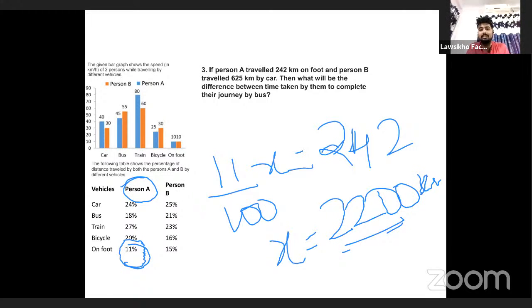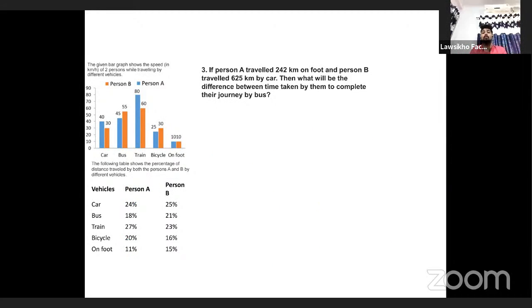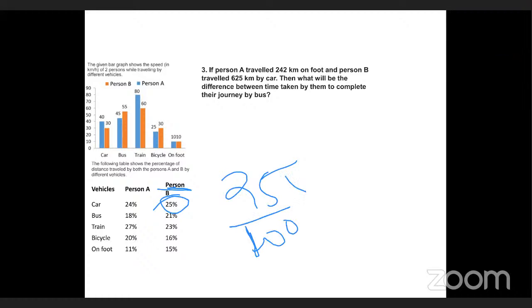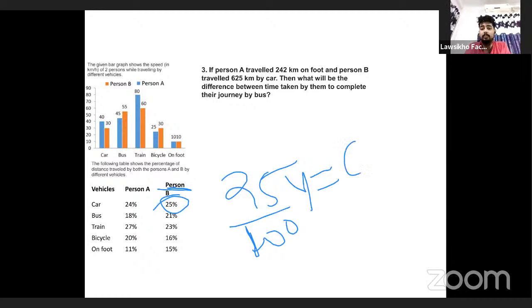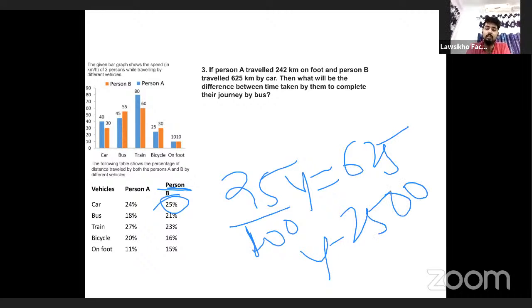Okay, so keep this aside. Now we'll do the similar thing with person B. We'll find the total distance for person B. Person B traveled 625 kilometers by car, and for person B the share of car is 25%, which means 25% of the total distance. If I take it as y, then 25% of y is nothing but 625, which means y is nothing but 2500 kilometers.